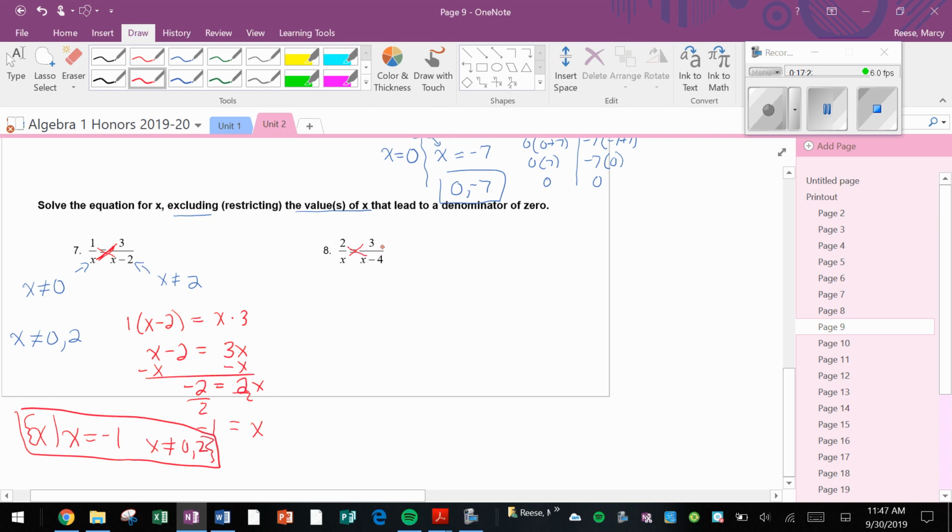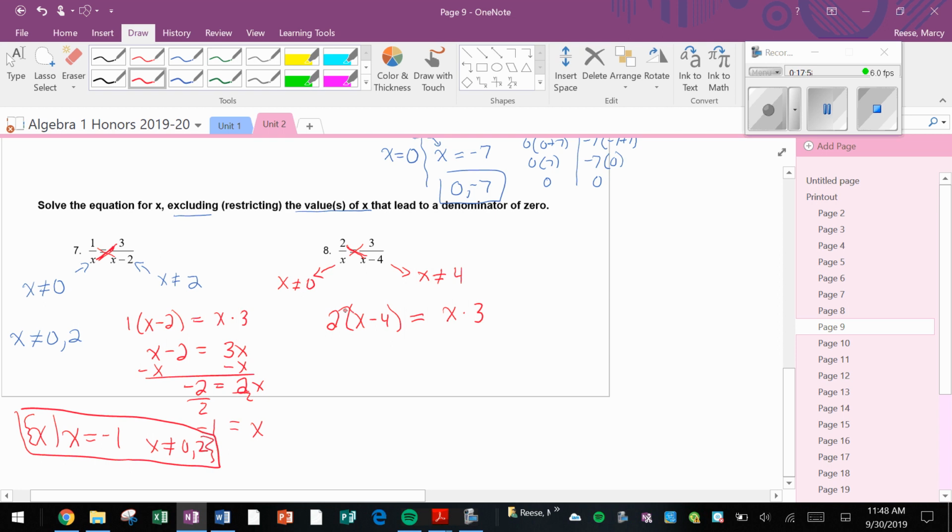Okay, I'm going to look at this. I'm going to do the cross multiply. Let's list first what x cannot be. X cannot equal 0. And x cannot equal 4. Okay, those are the restrictions. I'm going to cross multiply, so I'm going to do 2, using my distributive property again. 2 times x minus 4. Make sure you use that distributive property. And x times 3.